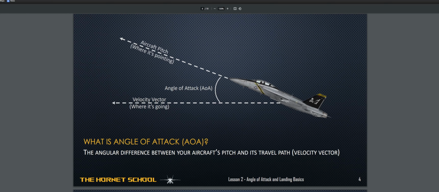What is angle of attack, or AoA? The angular difference between your aircraft's pitch, where your aircraft is pointing, and its travel path, or velocity vector.